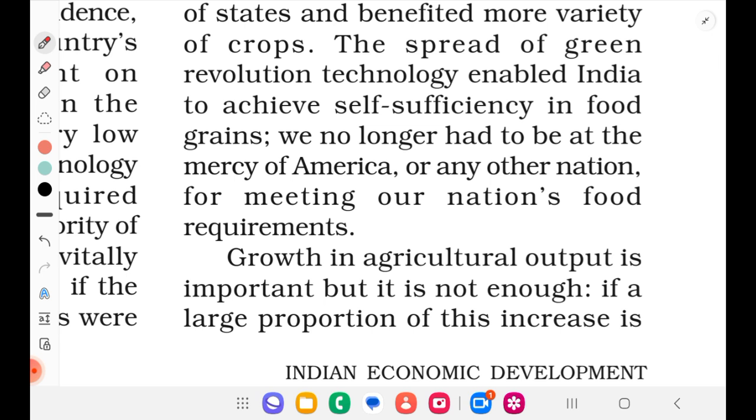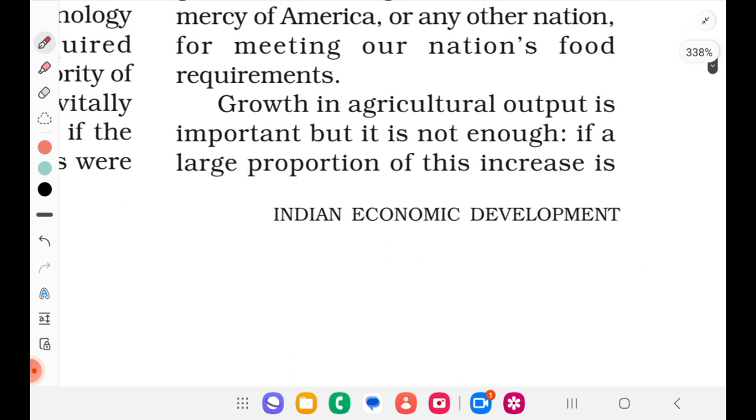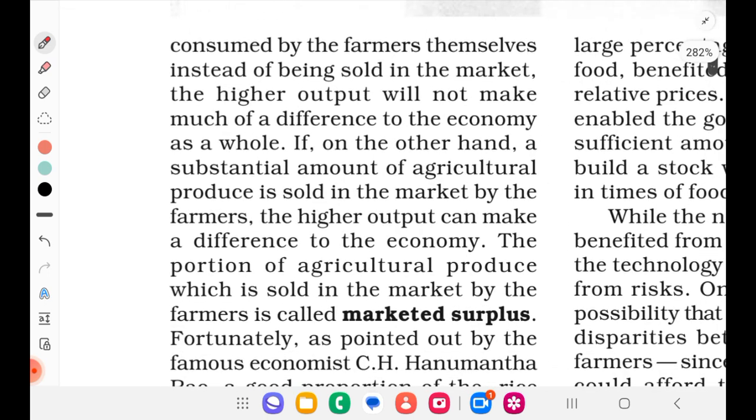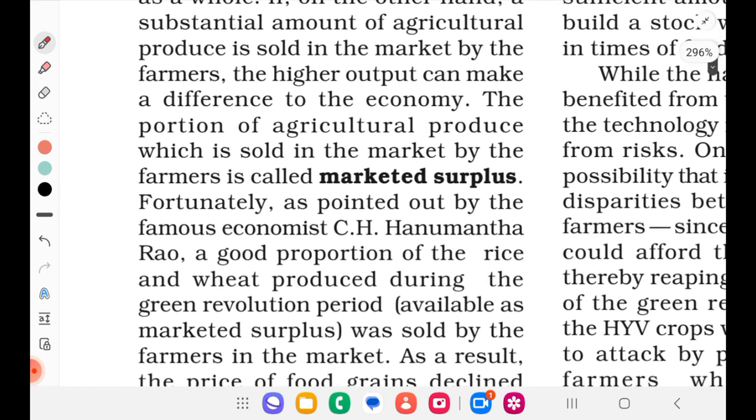Growth in agricultural output is important, but it is not enough. If a large proportion of this increase is consumed by the farmers themselves instead of being sold in markets, the higher output will not make much of a difference to the economy as a whole. If, on the other hand, a substantial amount of agricultural produce is sold in the market by the farmers, the higher output can make a difference to the country's economy.